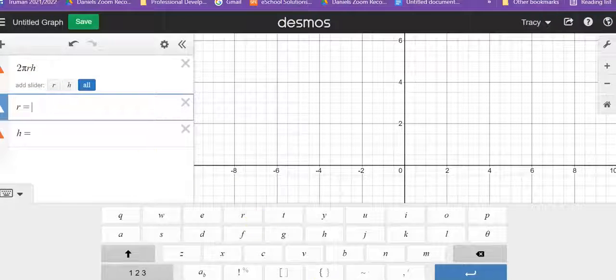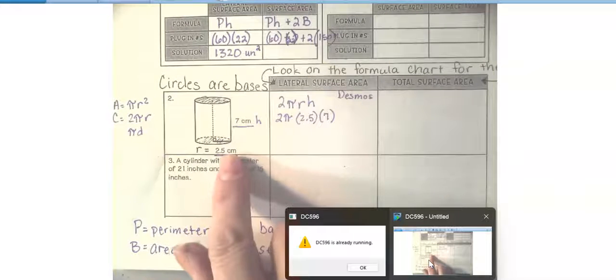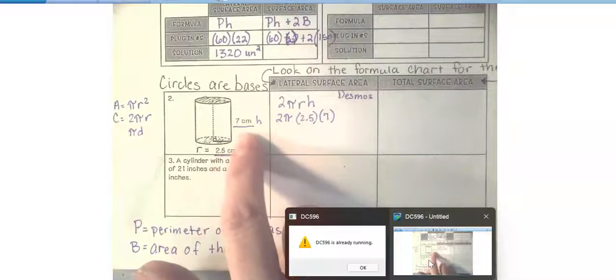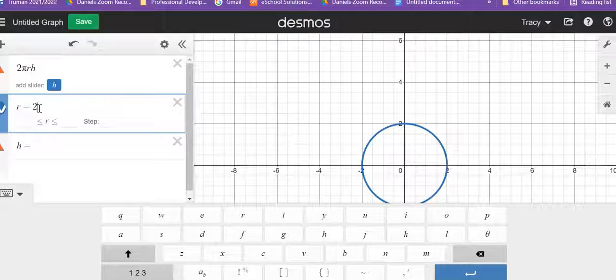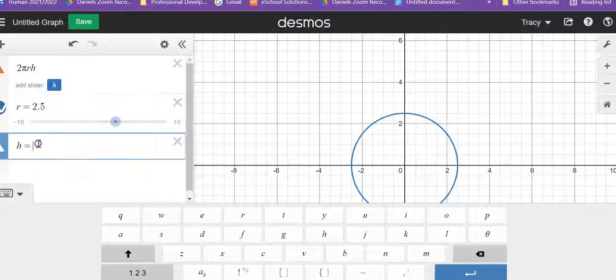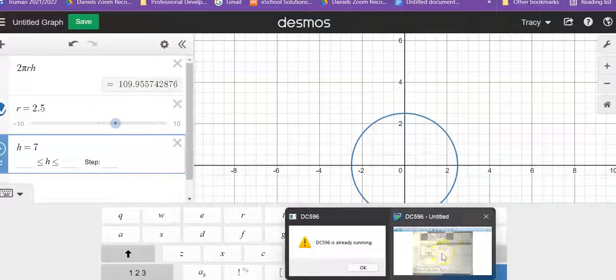The radius of my circle is 2.5. The height is 7. So my r value is 2.5, the height is 7, and here is all the calculation done for me. 109.95 is what we'll just call it. So my answer, 109.95 centimeters squared. This is squared because it's not volume, it's area.